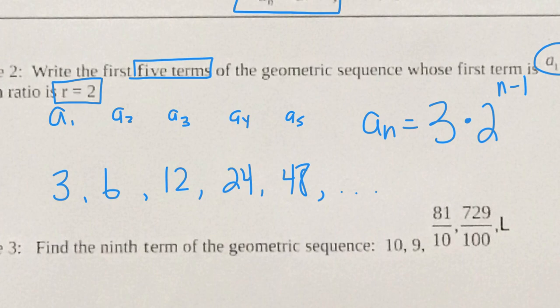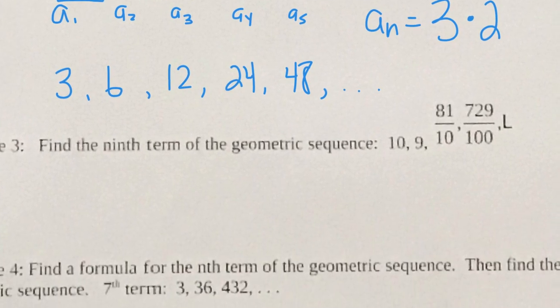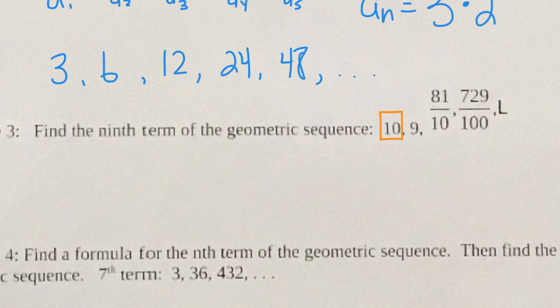So let's use this to find some stuff, like this one. What is the 9th term of this sequence? The 9th term. So we need to have a formula. Well, we know the first term is 10, but what is our ratio?